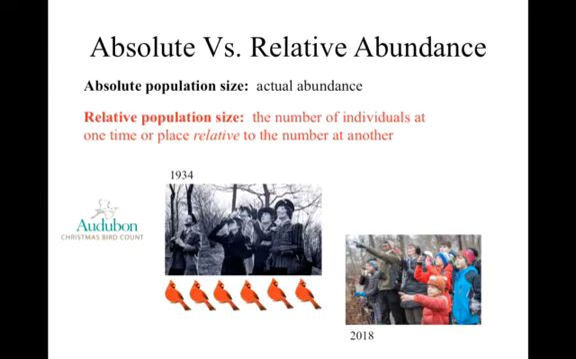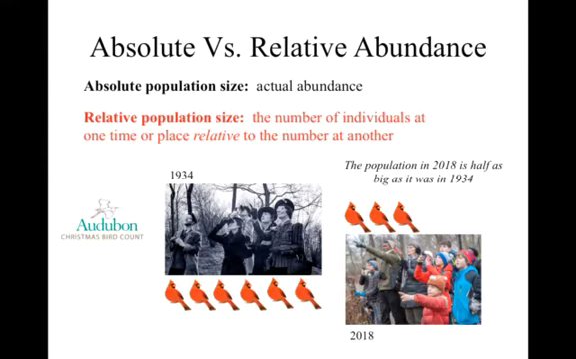And that's important because, fast forward to the future, say 2018, we can have people doing the Christmas bird count, and they can also count cardinals. And maybe they get 1, 2, 3. And again, that's probably not all the cardinals in the area. They've probably missed some. But what they can say is that the population in 2018 was half as big as it was in 1934. And that's a relative population size metric.